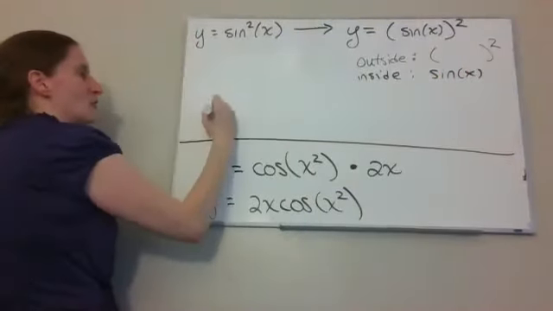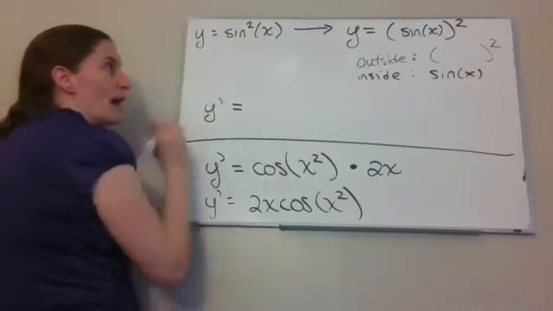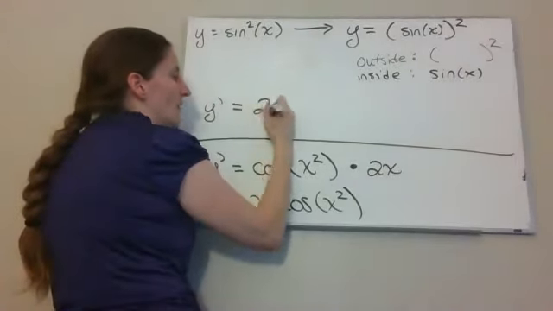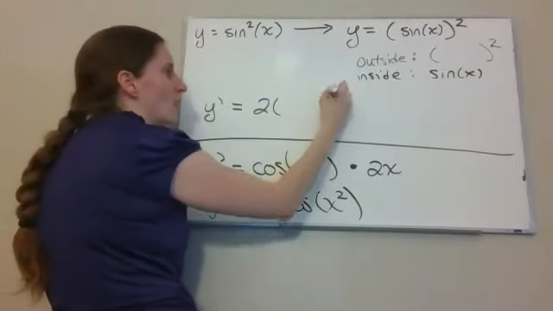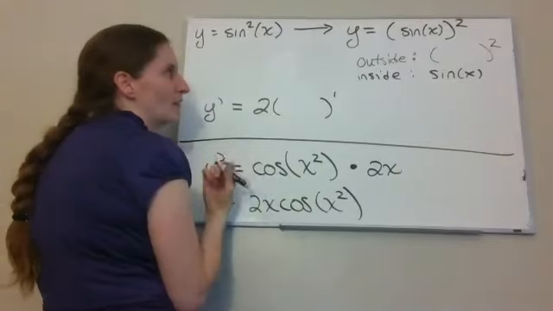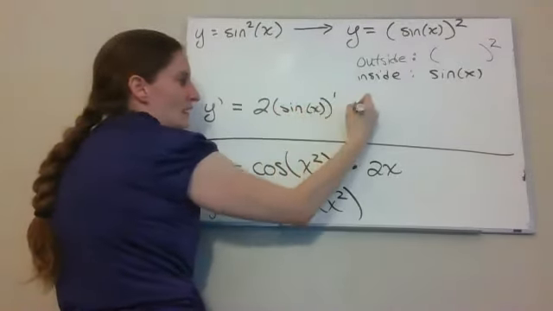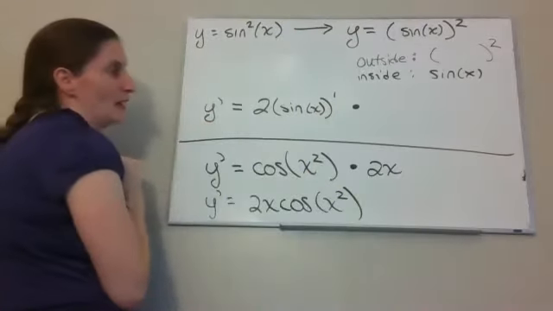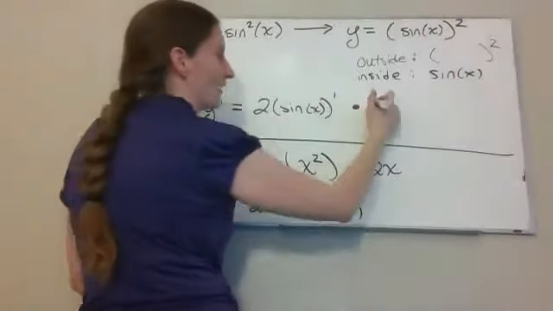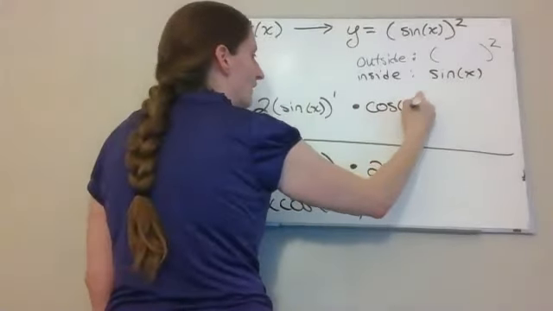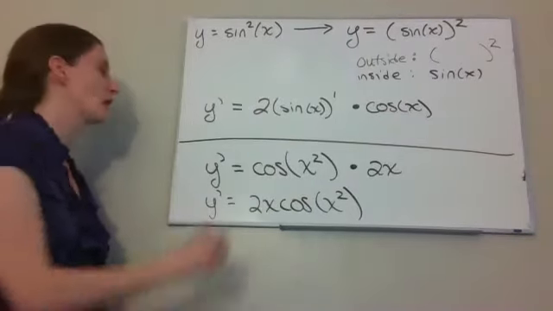So when I do the derivative of the outside function, it uses a power rule. The 2 comes down, you still have the stuff in the parentheses, and the new power is 1. And the stuff that was inside the parentheses was sine of x. Now this has to get multiplied by the derivative of the inside function. The derivative of sine is cosine. So I get 2 sine x times cosine x.